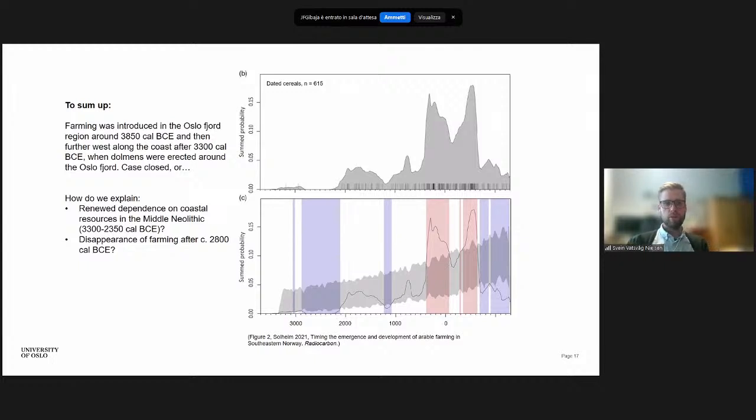For instance, there is the renewed dependence on coastal resources in the Middle Neolithic, in all of southern Norway, and also it seems that farming completely disappeared or became much less important after 2800 BC. So here we see the sum diagrams published quite recently by Steinar Solheim with the directly dated cereals in eastern Norway, which show a huge pause in the Middle Neolithic.